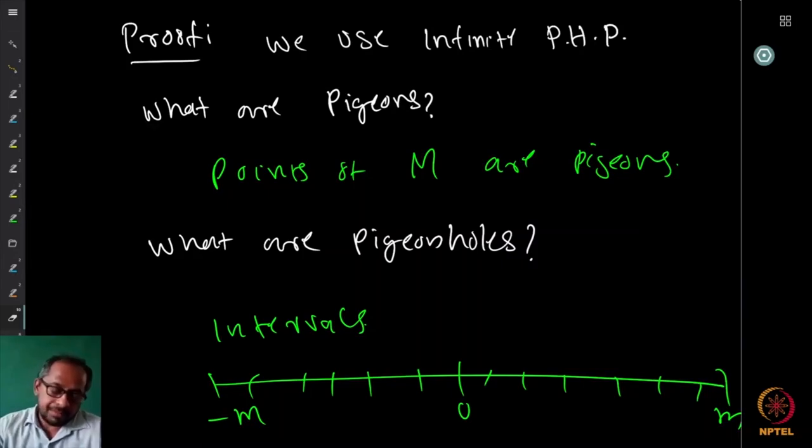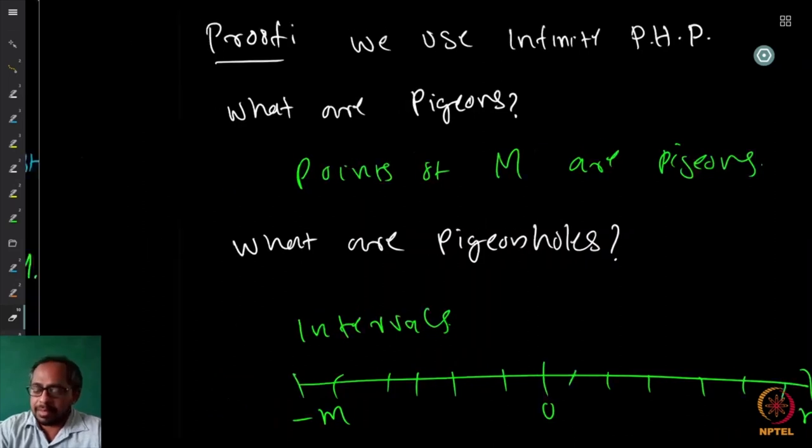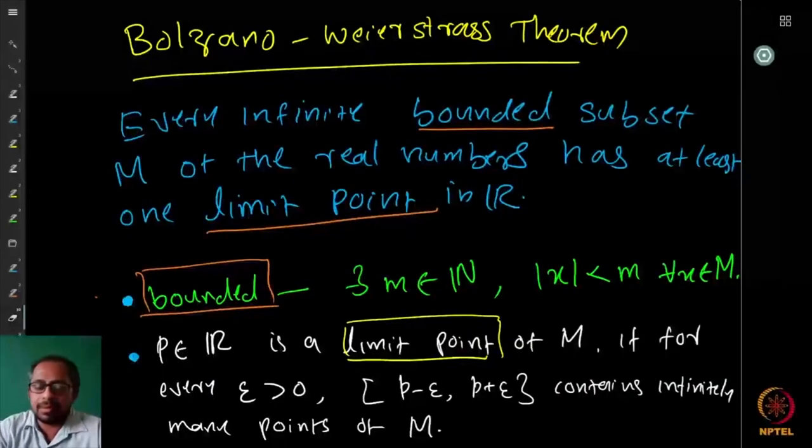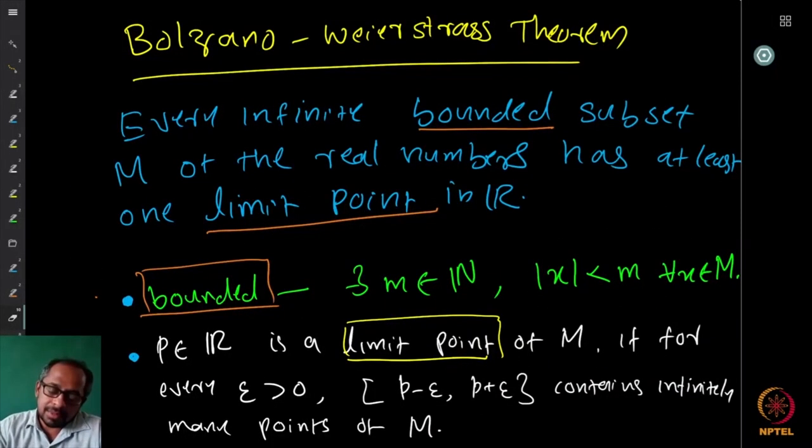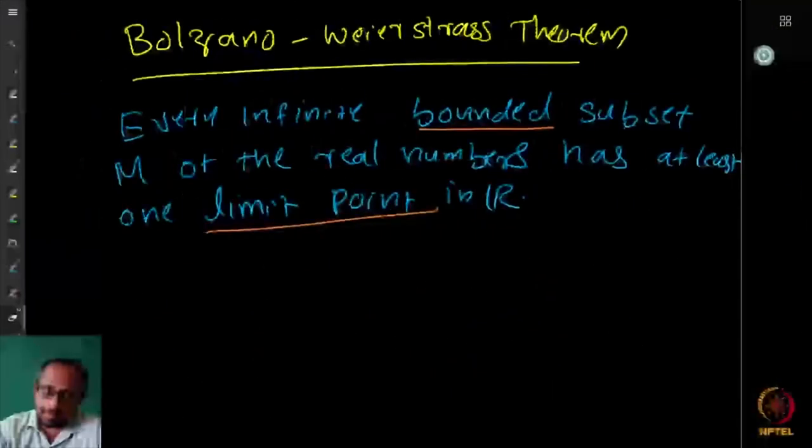Now, the proof of the Bolzano-Weierstrass theorem by using the infinite pigeonhole principle. So what are the pigeons? Well, points of M are the pigeons. That is easy to imagine. Because we know that for the infinite pigeonhole principle, we need infinitely many pigeons.